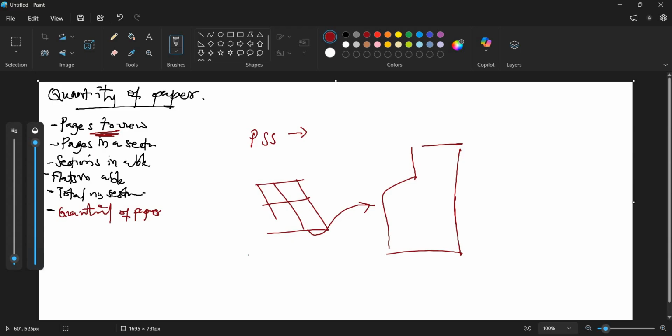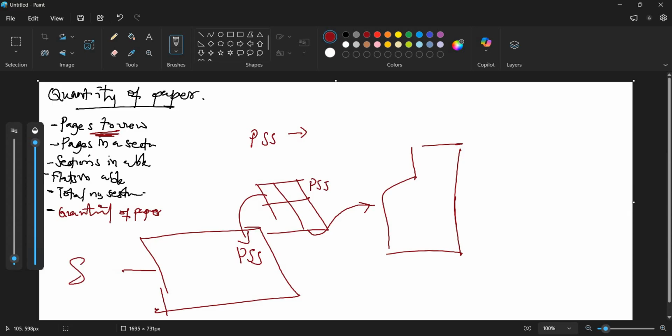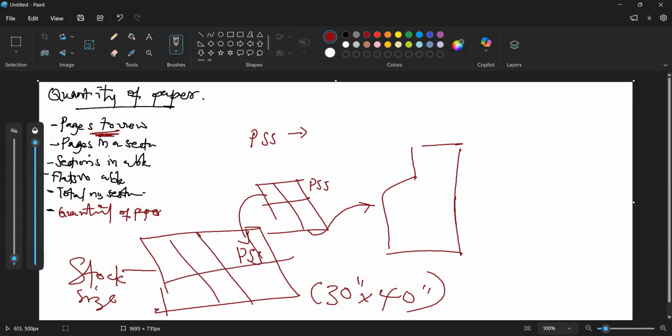So you have to go to the market to get a stock size which is way bigger than this PSS. Then you want to know the number of PSS that you can get out of this stock size, which comes with a size of 30 inches by 40 inches. Do you get it? So you want to know the number of PSS that you can get from it. It may be 8, it may be 10, it may be 1, it may be 2. So you have to come and solve for it.